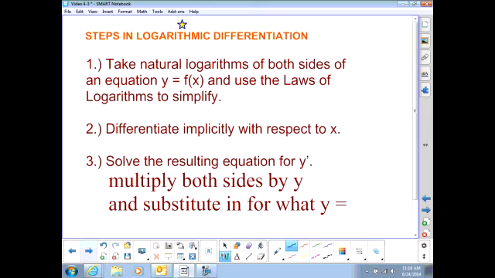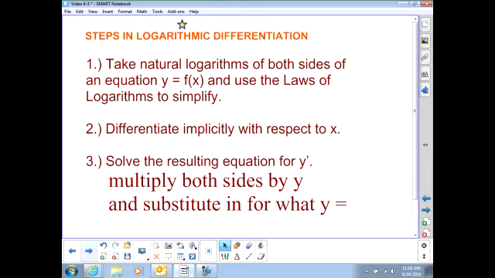So just to summarize the steps we did, we started out, we took the natural log of both sides and used log laws to simplify the right side of the equation. We then used implicit differentiation to take the derivative of both sides with respect to x. We solved for y prime, so in other words, got y prime by itself by multiplying both sides by y. And then the step that people often forget at the end is replace y with what it was equal to in the original problem.